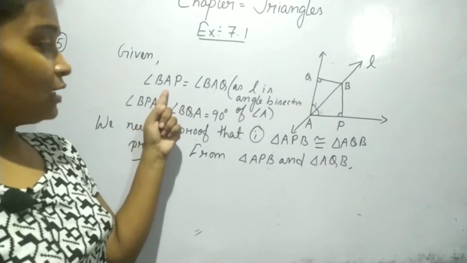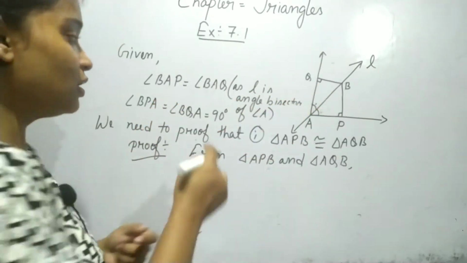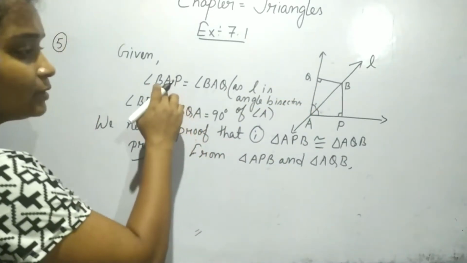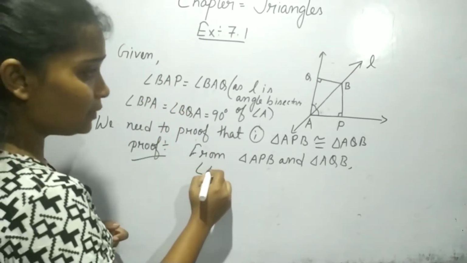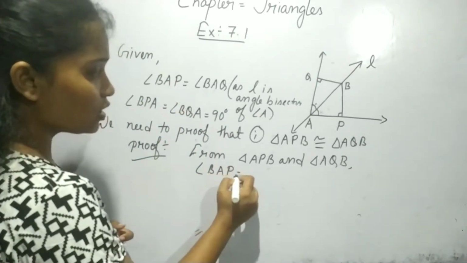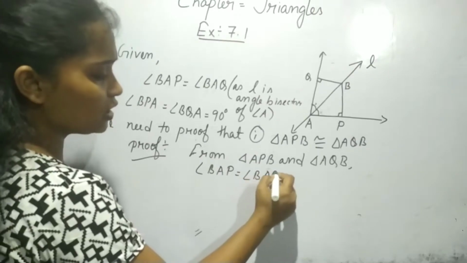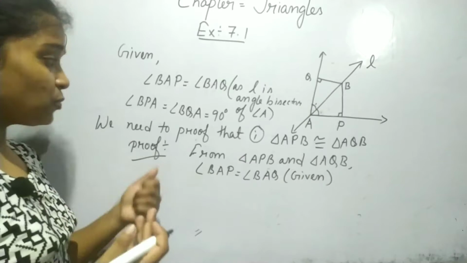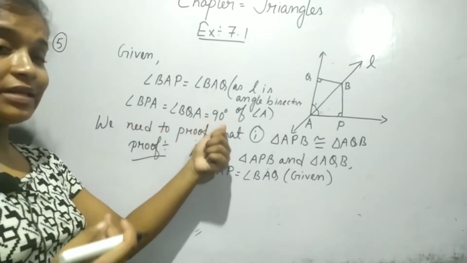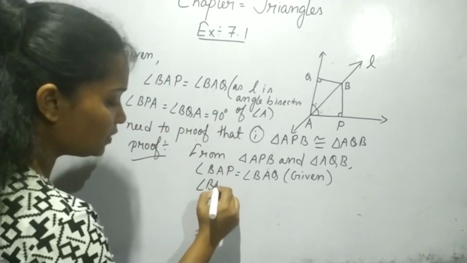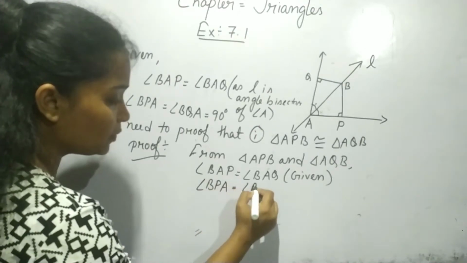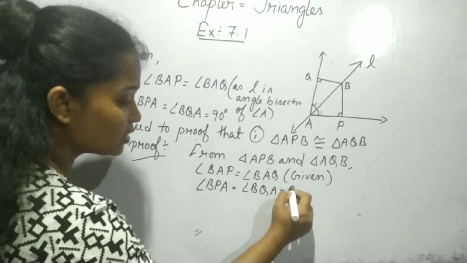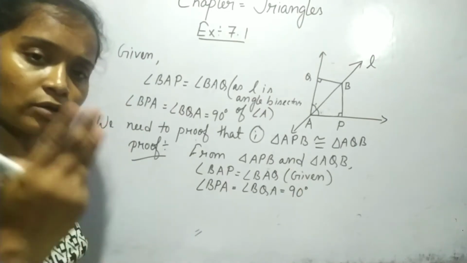These are given. They are in these triangles. So I can write first of all that angle BAP is equal to angle BAQ. Inside you can write, as given. Then the next point is angle BPA equals angle BQA equals 90 degrees. Okay, now we need the third part.